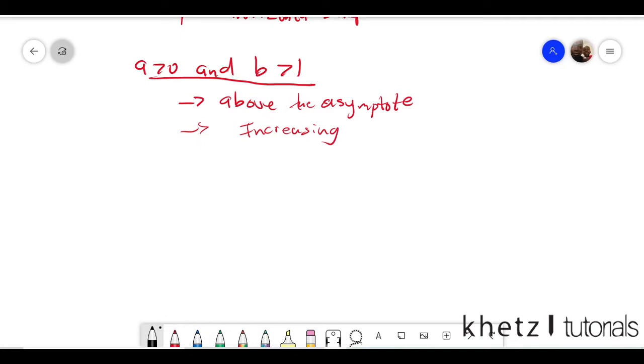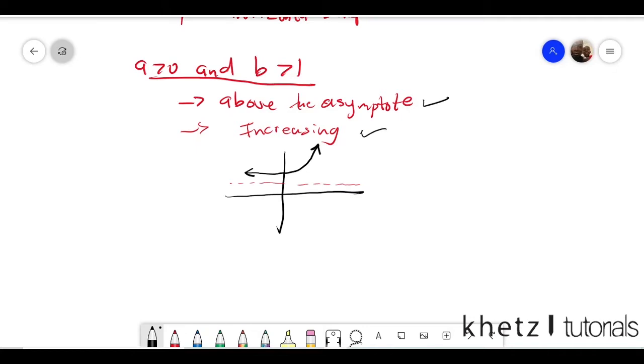So your graph should basically look something like this. Let's draw just a rough sketch. You have your axes, and your asymptote is going to appear anywhere, let's say at the bottom or at the top, it doesn't really matter. But what you must know is that your graph will occur above this asymptote, and it's actually increasing. So it'll have that shape over there. It's going up, moving from this side to that side, which means it's increasing. You have an increasing graph, and a graph which is above the asymptote.